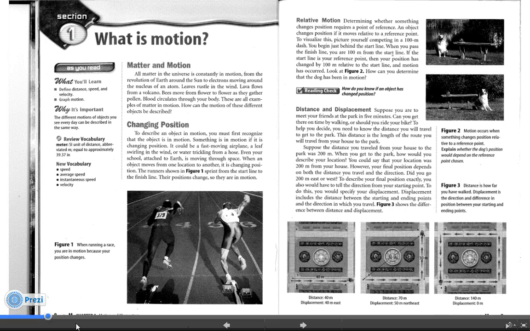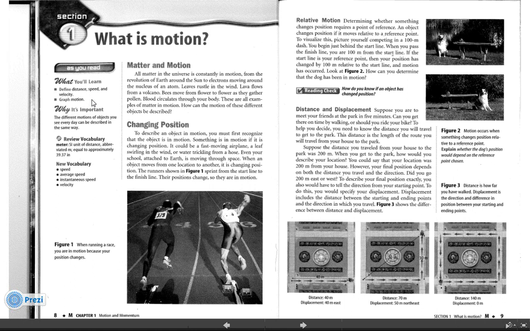The chapter is called Motion and Momentum, down here at the bottom. And we notice what we'll learn. We're going to define distance, speed, and velocity. We're going to graph motion.